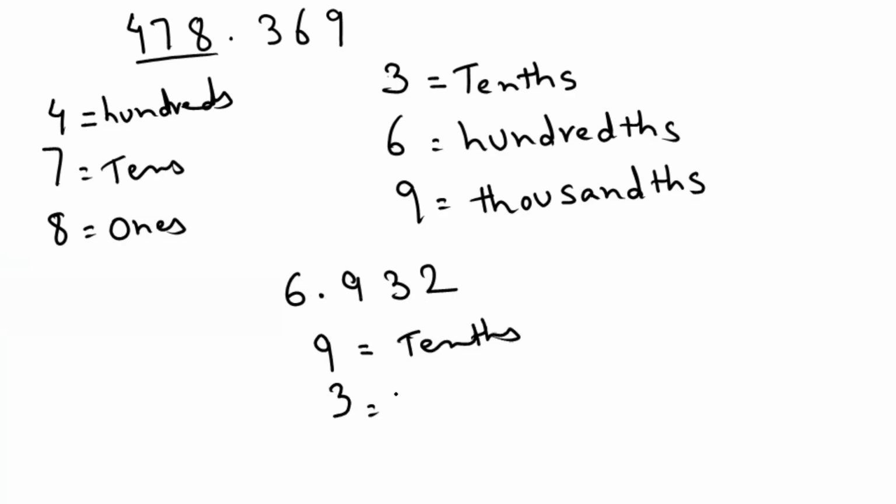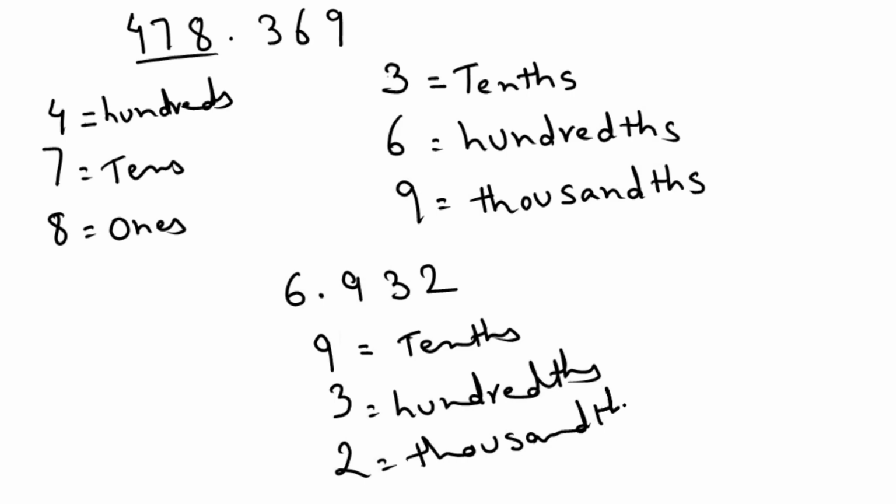The place value of 3 will be hundredths. And the place value of 2 will be thousandths. So always remember that after the decimal point, first comes the tenths, then the hundredths, then the thousandths. But in the whole number, first comes the ones, then the tens, then the hundreds, then the thousands. It goes from right to left in whole numbers, and in the decimal it goes from left to right. I hope the place value is clear to everyone.